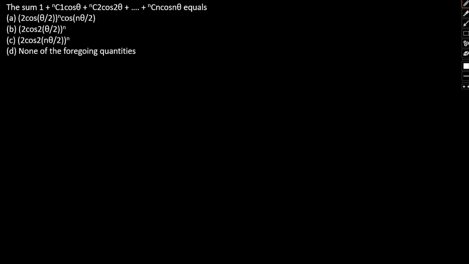So the next question is the sum of 1 plus nC1 cos theta, nC2 cos 2 theta, and so on up to nCn cos n theta, equals to. So we have 4 different options. So let's take a look. Here, as far as the solution goes, we can write (1 plus x) to the power n as 1 plus nC1 x plus nC2 x square plus dot dot dot plus nCn x to the power n.